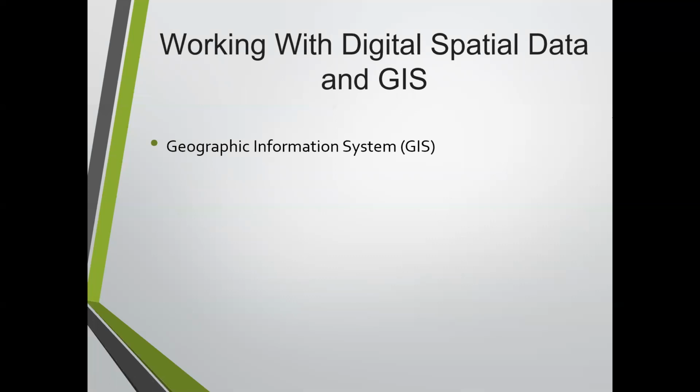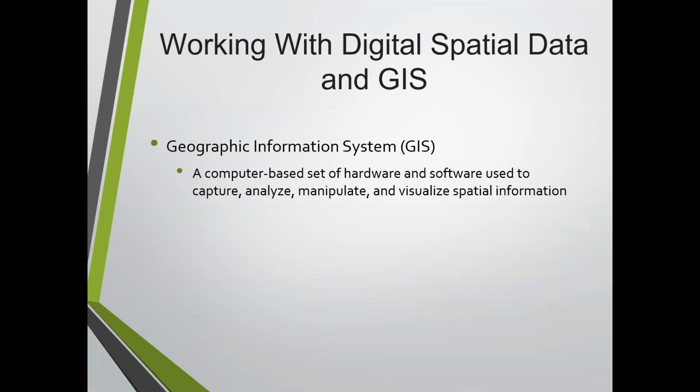So geographic information system, or what we call GIS, this is a great definition. If you look it up, this is usually what you see. A computer-based set of hardware and software that's used to capture, analyze, manipulate, and visualize spatial information. So that's probably the most general definition of what GIS is that you'll ever see. And it really is probably more software than hardware, other than the hardware being the computer that you're running it on. So really, that's what you're looking at.